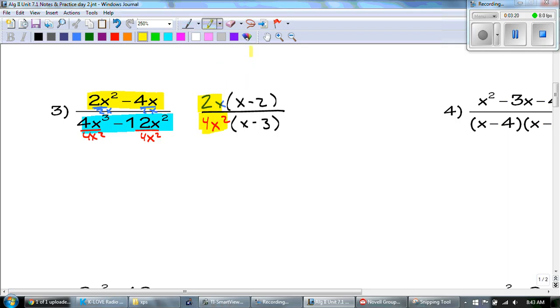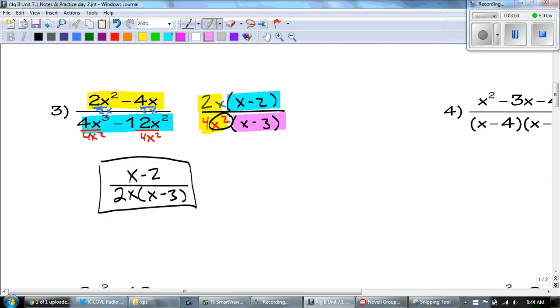Now I have 2 monomials, and then 2 different polynomials. So all I can do is reduce the 2x and the 4x squared. When we do that, 2 divided by 4 is 1/2, or just 2 on the bottom. The x's on the bottom win, and then on the top we have x minus 2, and then we have to keep the x minus 3 on the bottom. Okay? So if you look to see what we had before, we still have all those pieces. It's just we reduced them and we simplified them.